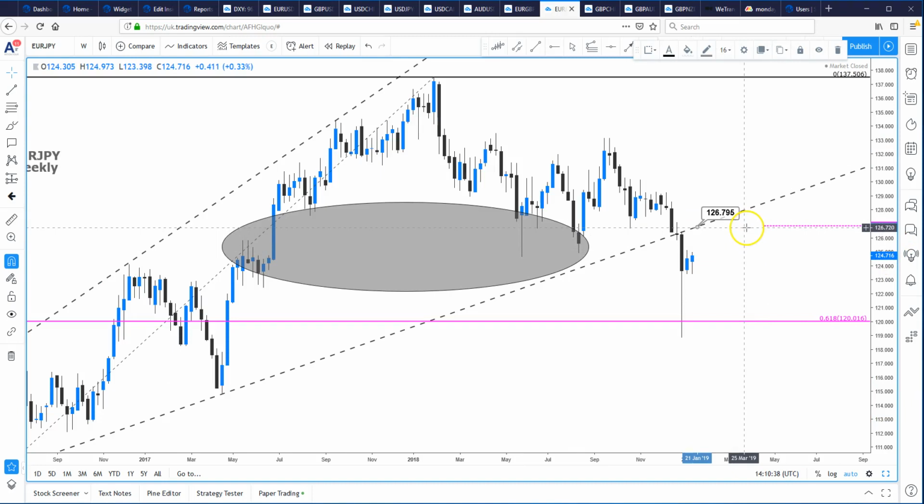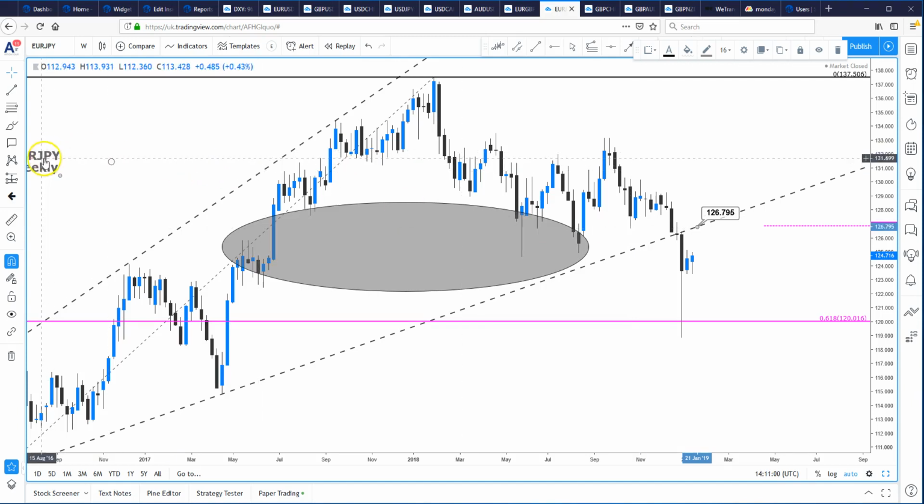Euro yen. Most interesting resistance is here. 126.80 is reverse trendline resistance. 126, I think it's 85, is our bespoke resistance. So a good upside barrier here. If we look here as well, it was support on the week of the 22nd of October.